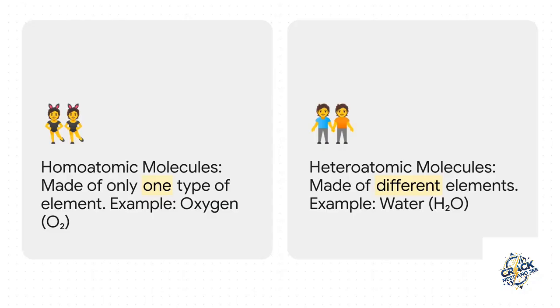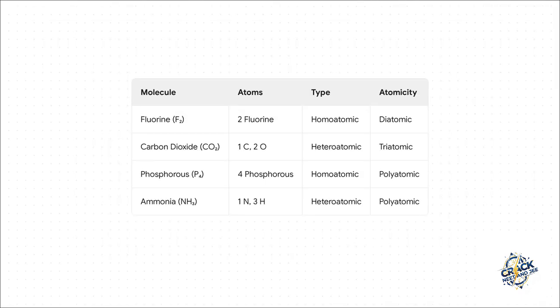And we can split these teams into two main groups. You've got homoatomic molecules, which are made of only one type of element, like the oxygen we breathe, O2. Then you have heteroatomic molecules, which are made of different types of elements, like good old water, H2O, which combines hydrogen and oxygen.